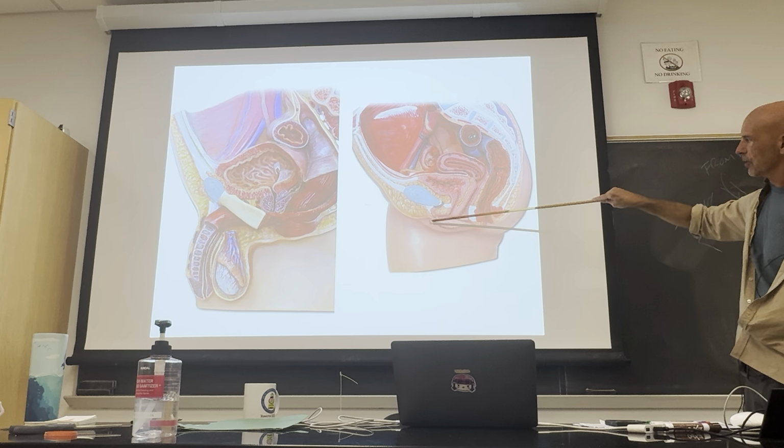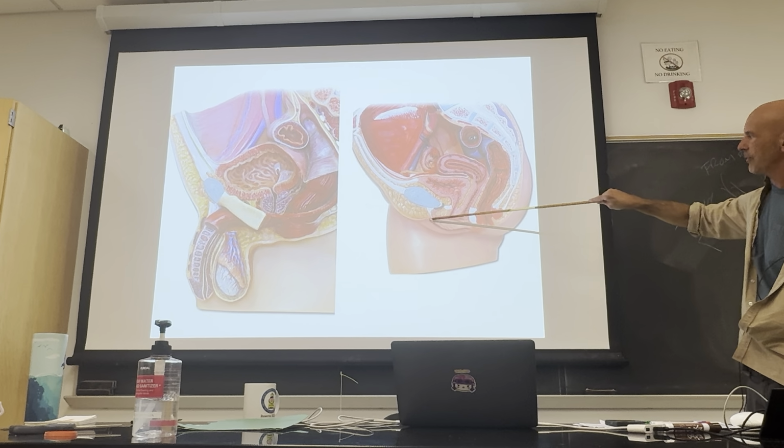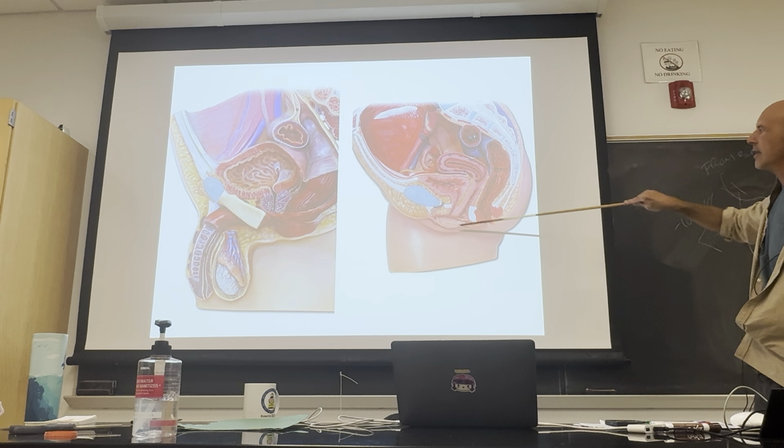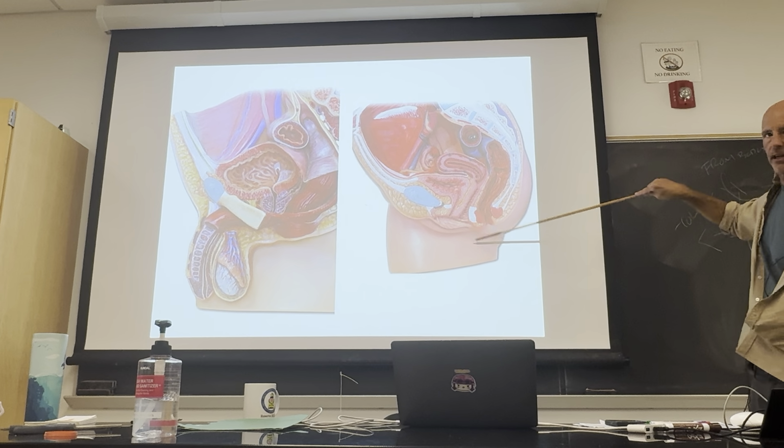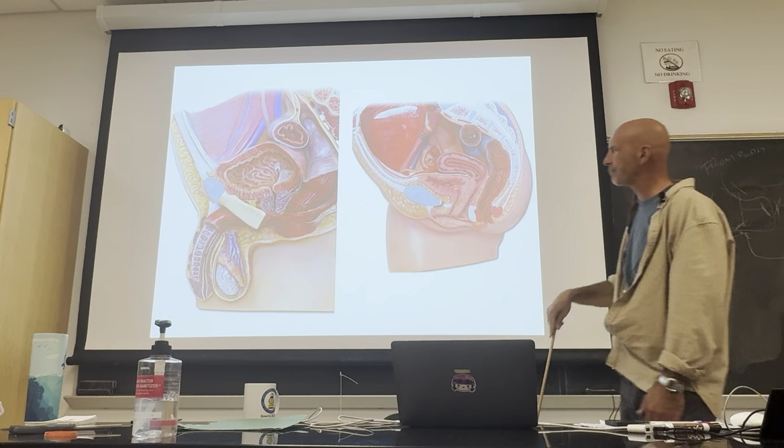And then the vestibule starts from the clitoris, where they have the labia minora, right, and the urethra and the vagina there. Those are just the general names.